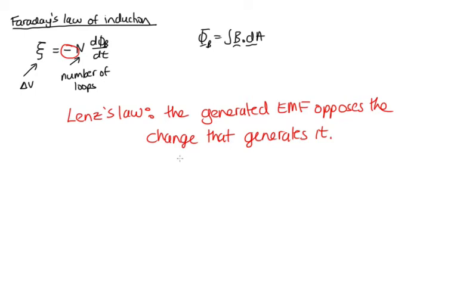So if we have an increasing current producing this EMF, then the induced current is going to try and decrease that current. And if we have the EMF produced by a current which is decreasing with time, then the induced current is going to try and increase the current with time. So this Lenz's law comes about as a result of conservation of energy. Okay, so example 1.